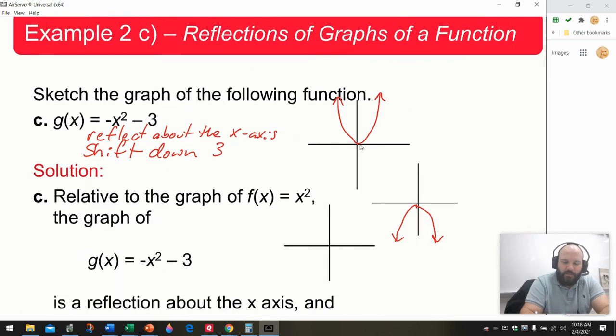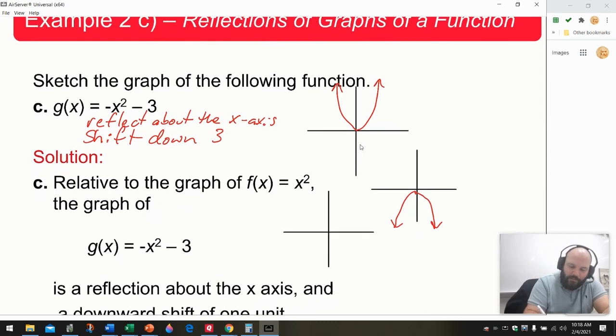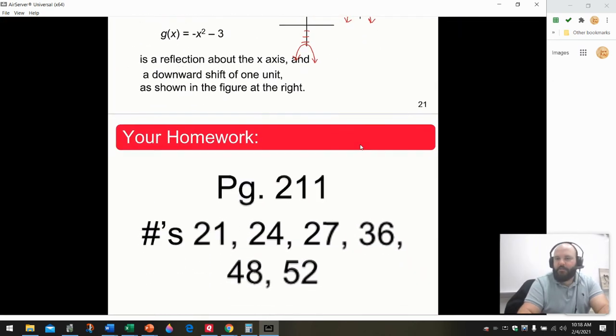Now, the last thing to look at is we need to shift that down 3, which would then put me right here. So it stays upside down and then it shifts down 3. And there is our final sketch of what that would look like. So hopefully that made sense to you. And so in the next video, we will be talking about non-rigid transformations. But for now, we're still maintaining the shape of the original graph.